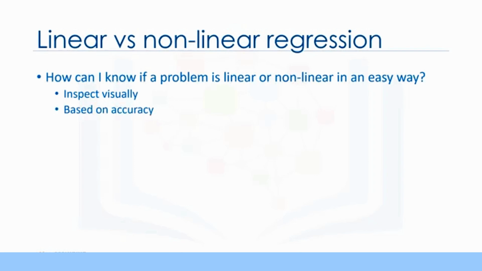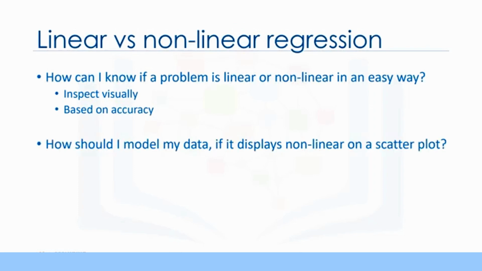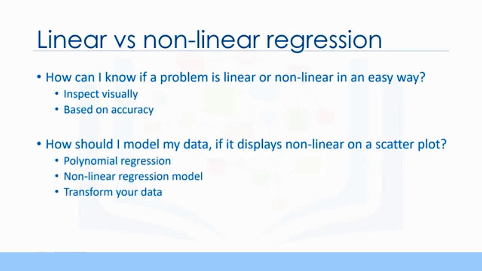The second thing we have to do is to use nonlinear regression instead of linear regression when we cannot accurately model the relationship with linear parameters. The second important question is, how should I model my data if it displays nonlinear on a scatterplot? Well, to address this, you have to use either a polynomial regression, use a nonlinear regression model, or transform your data, which is not in scope for this course.